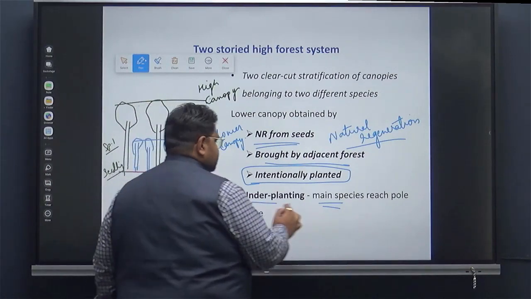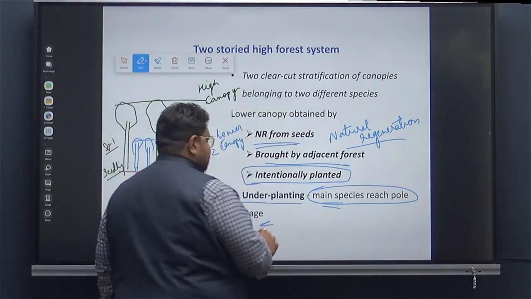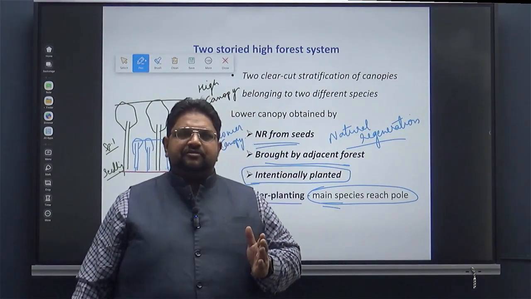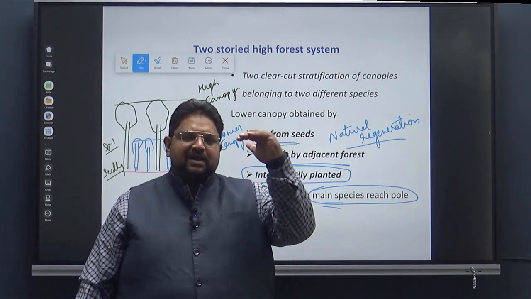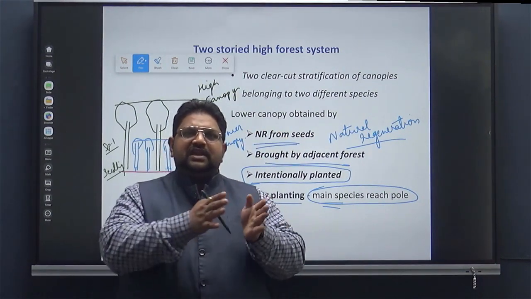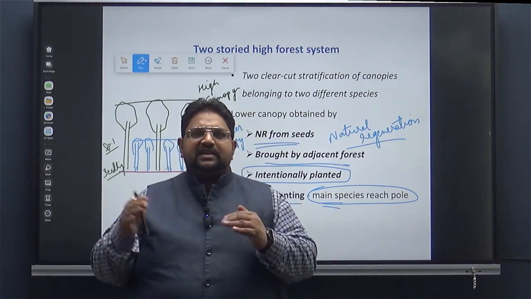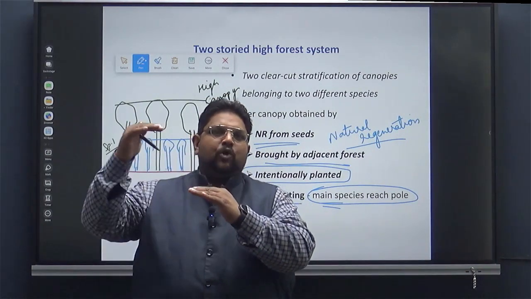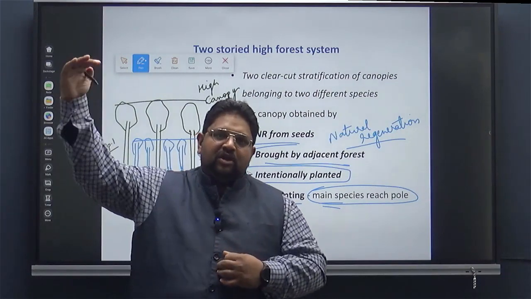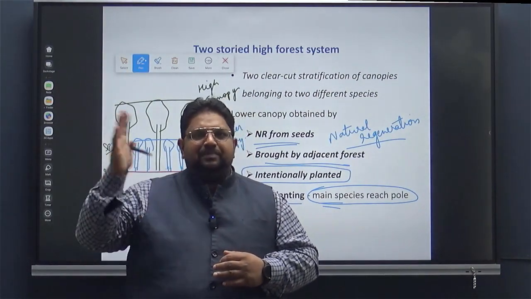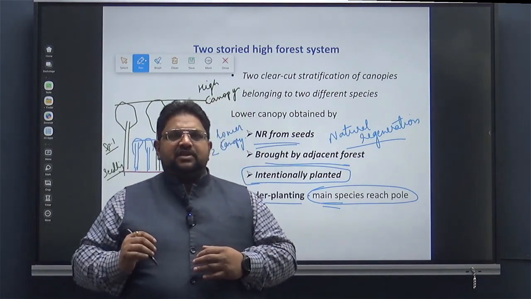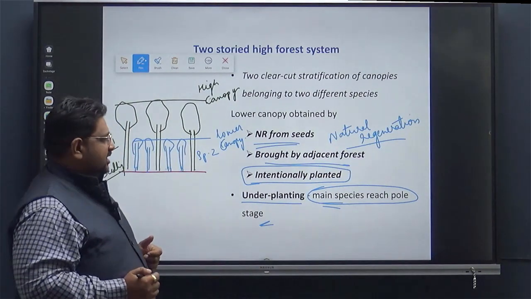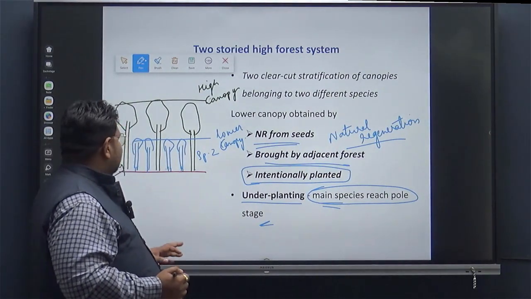Underplanting is usually done once the main species reaches the pole stage. The pole stage is a stage where the tree is between a seedling and a completely mature tree. Usually the stages in the growth of a tree are considered as seed, seedling, sapling, pole, and finally the mature tree, which is called bole. The pole stage is just before the maturity of the tree, and once it reaches that stage, we start planting trees of different species under it. Any other things will be cleaned.